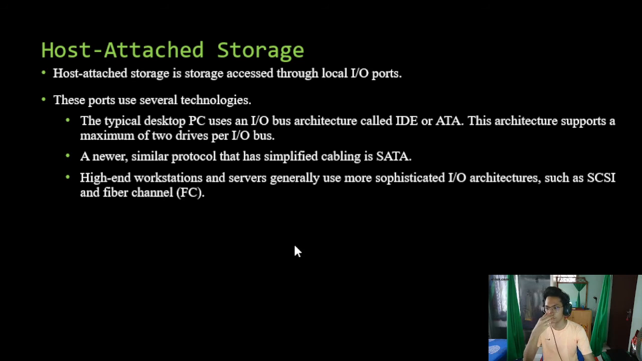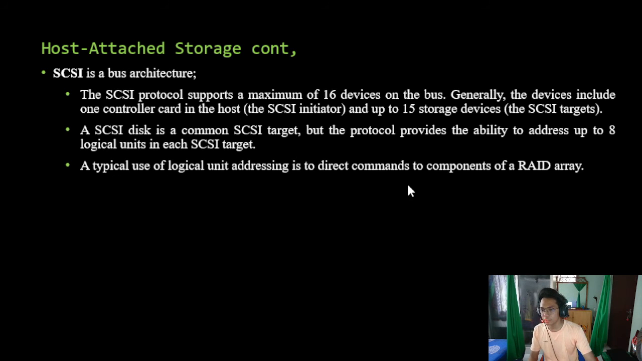And then for host attached storage. Host attached storage is storage attached through a local I/O port. Common architectures that use host attached storage are IDE, as I mentioned before, ATA, and also SATA, which is the newer architecture. It has a simplified cable, so it is commonly used for SSD, solid state drive, where we have the type of SATA SSD.